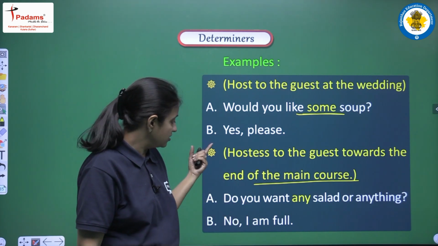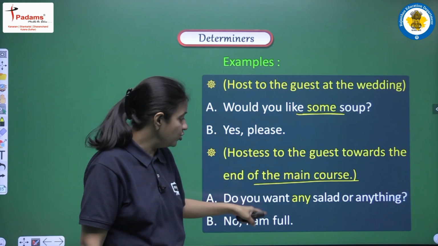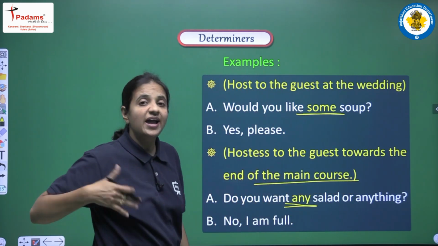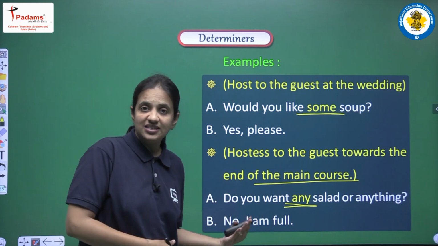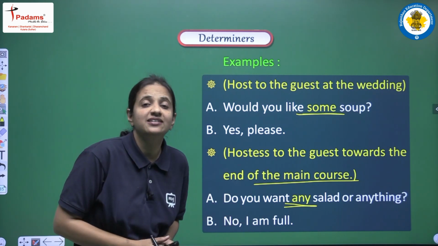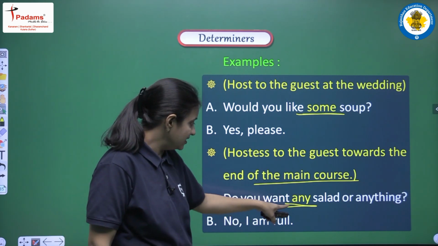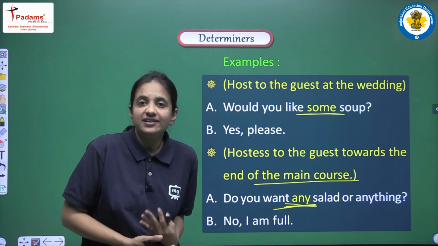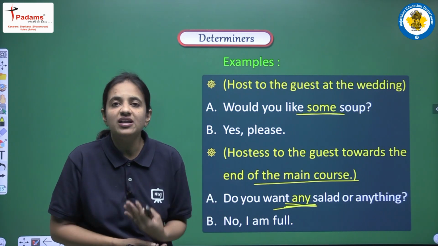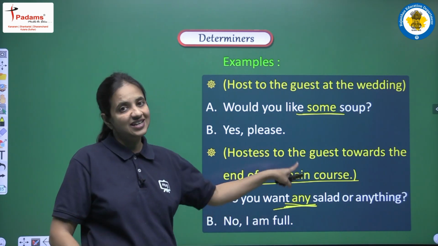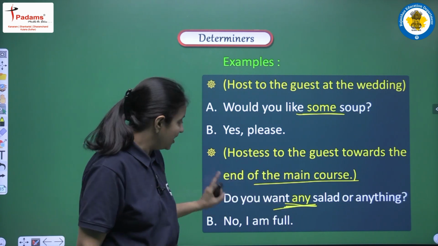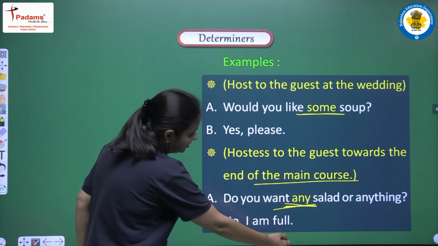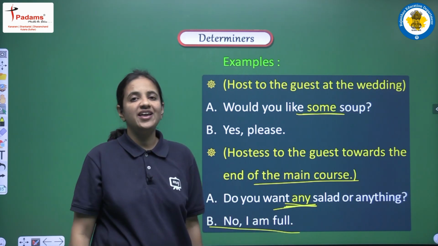At that time the hostess is asking, do you want any salad or anything, right? Main course जो है वो end होने वाला है. She knew that everyone has had their dinner, but now she is asking this. So this is the reason she is using any here, because she is expecting that all will answer in no. She is asking, do you want any salad or anything, and she is getting the answer, no, I am full.